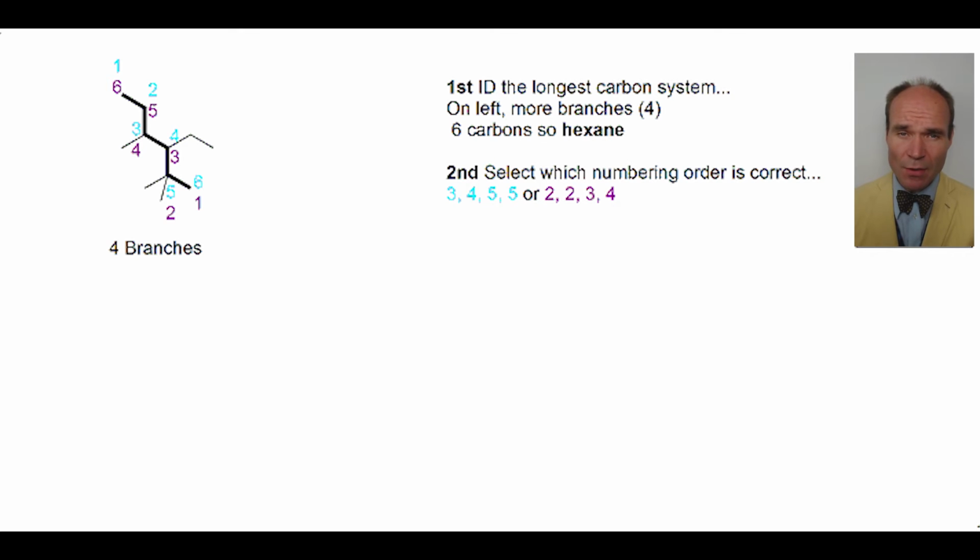The appropriate numbering is going to have the lowest number. We're choosing between 3 or 2. The lower is 2, and so we are numbering from the right to the left.